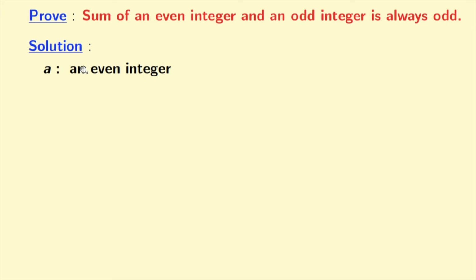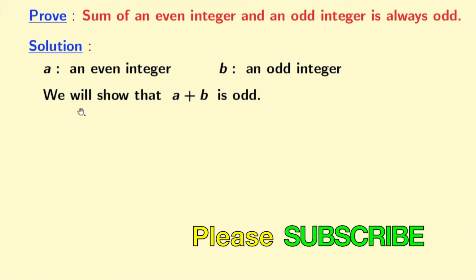Let's assume that a is an even integer and b is an odd integer. So to prove our statement, it is enough to show that a plus b is odd. So we will prove it.